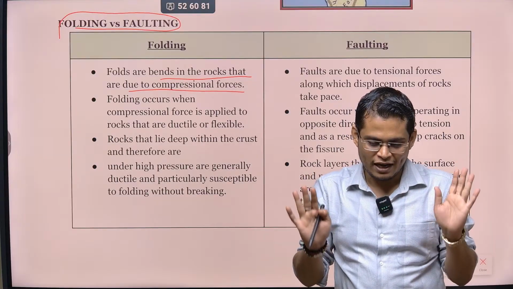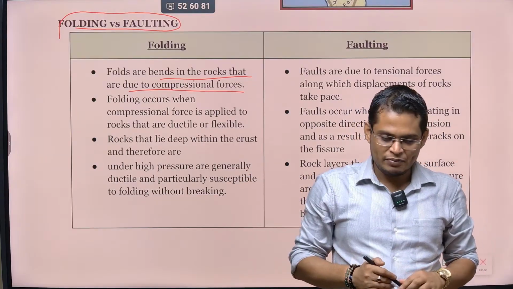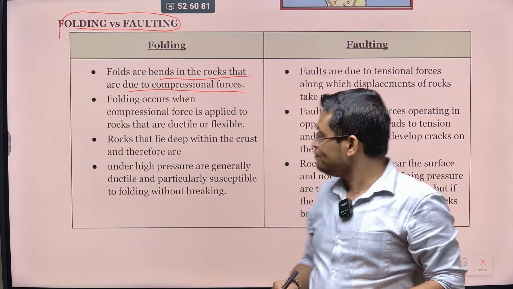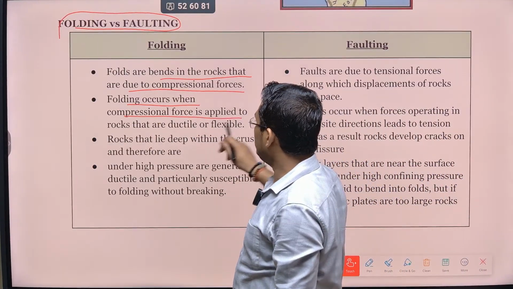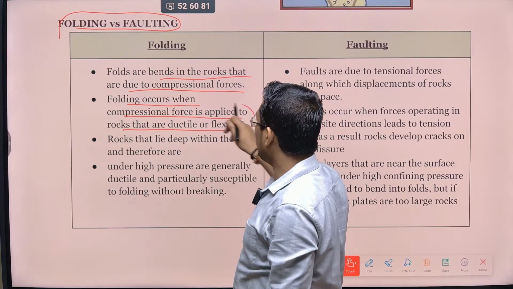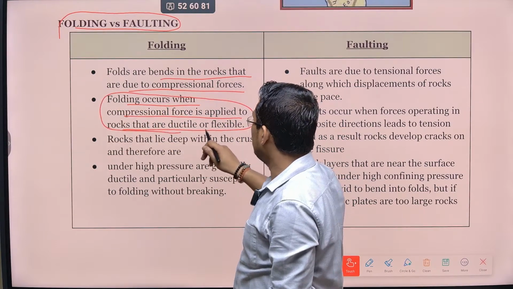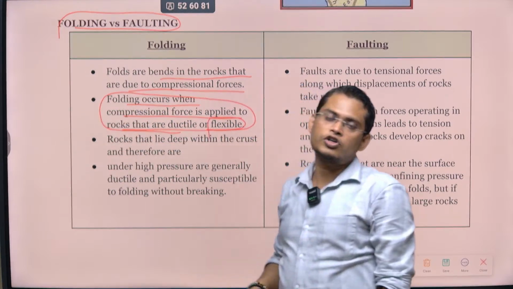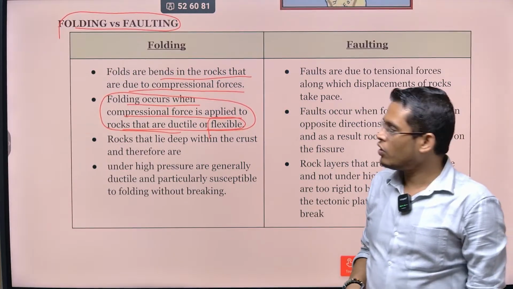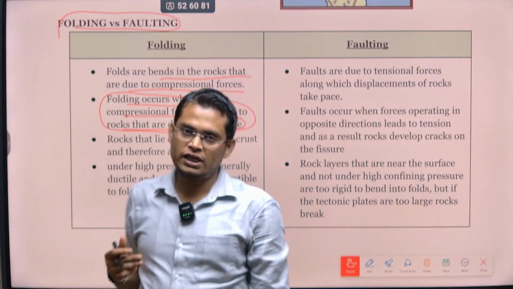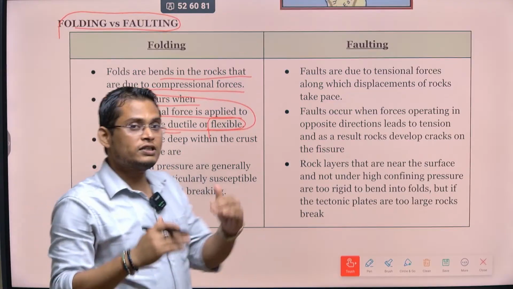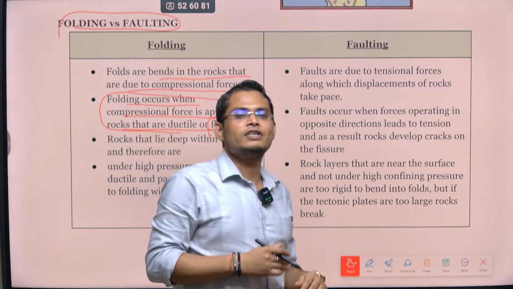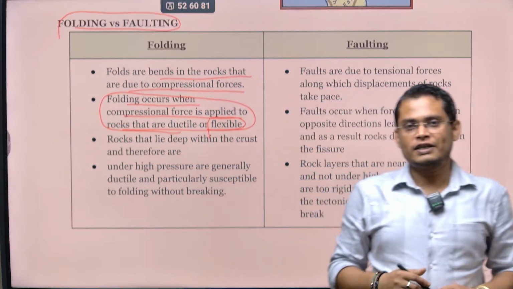Don't worry about that, I am going to explain that. Now for the time being you should know this much. The folding occurs when compressional force is applied to rocks that are ductile or flexible. This folding happens in the case of flexible or ductile rock. It will not happen in all rocks. So only in the case of ductile rock will folding happen, otherwise the rock may break down and lead to the formation of fault type of mountain.